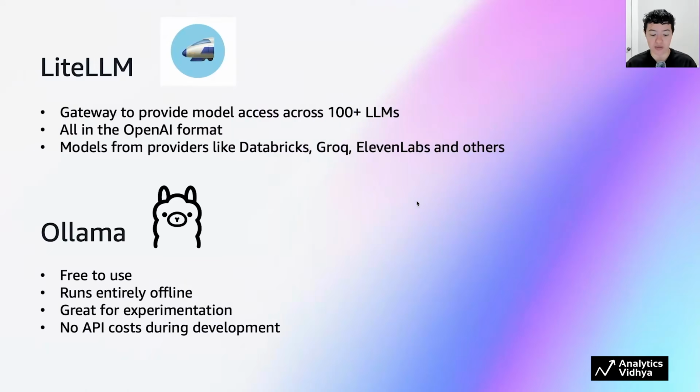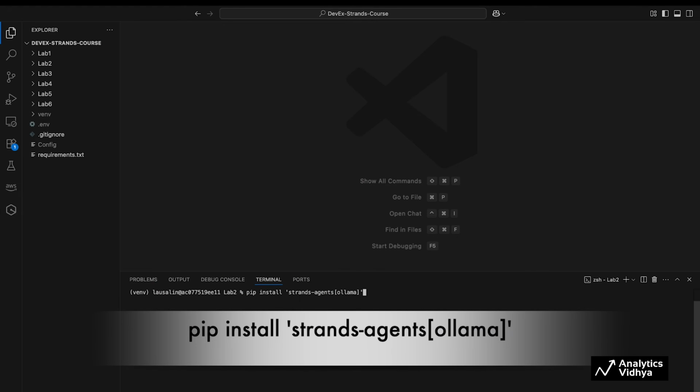Now let's talk about another model that I want to highlight here. If your use case requires local development, I encourage you to explore Ollama for Strands as well. For local development, Ollama is particularly useful for the following reasons. First, it's free to use. It runs entirely offline. It's great for experimentation, and there's no API costs during development. One caveat here is because you're running these models locally with Ollama, you're going to want hardware that can support running these models locally. So make sure that you look into the Ollama documentation before you go ahead and do that. You can install the Ollama dependency using the following command.